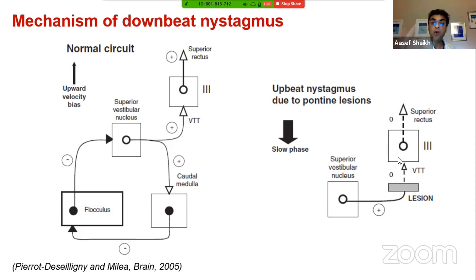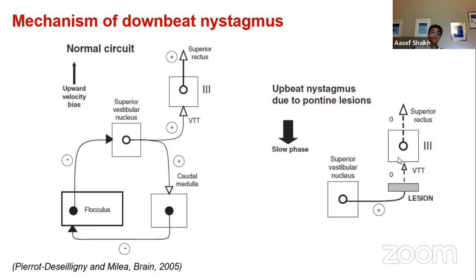So if you get a pontine lesion where the ventral tegmental tract is, you will see something similar. So upbeat nystagmus can localize to your medullary junction or to your pontine lesions at both locations. The only way you can put it together is you have to find some corollary clinical finding or look into the MRI.